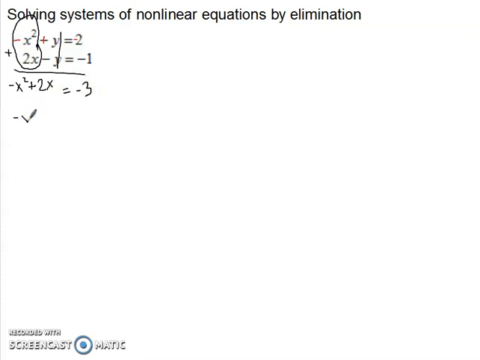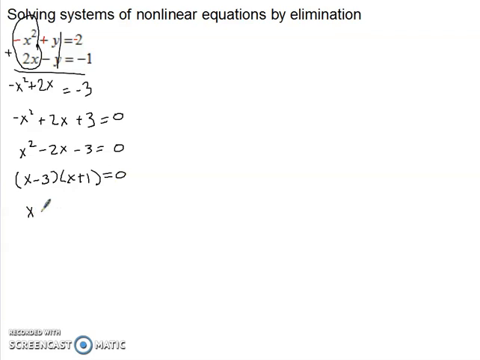So then I'll add my 3 over to equal 0 so that I can factor. Step 1, I'll divide everything by a negative 1 so that I have a positive leading coefficient. And then I factor: x minus 3, x plus 1 is equal to 0, giving me solutions of 3 and negative 1. So I go back and plug that in.